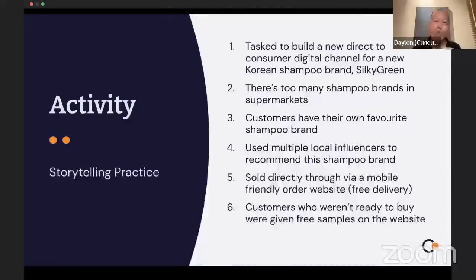I would like to invite any one of you to retell this in the SCQA format, or in the Minto principle format, or in the pie method. Any of these three formats will do.